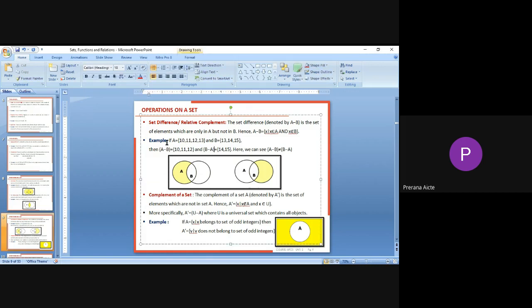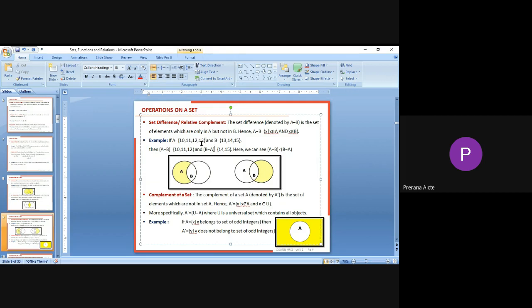And here I can consider one example: A equal to {10, 11, 12, 13}, B equal to {13, 14, 15}. Now A minus B means we'll consider the elements only from set A, so that is 10, 11, 12 only. And B minus A means we'll consider the elements only from set B, that is 14, 15. 13 is not considered. Why? Because 13 is available in set A also.